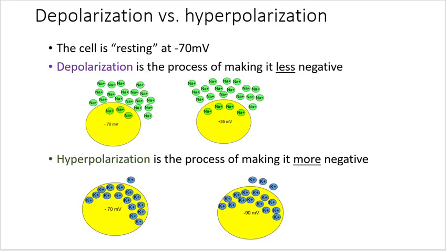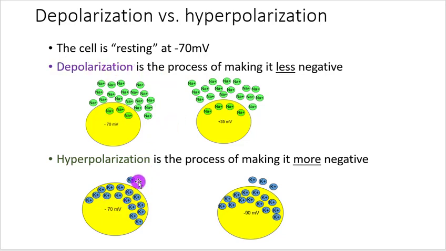Now, let's add in a couple more vocabulary words. Remember, the cell is resting at negative 70 millivolts. Depolarization is the process of making the inside of the cell less negative. So everything that I showed you here, when sodium moves, I'm making the cell less and less negative. The fancy name for that is that I am depolarizing the cell membrane.